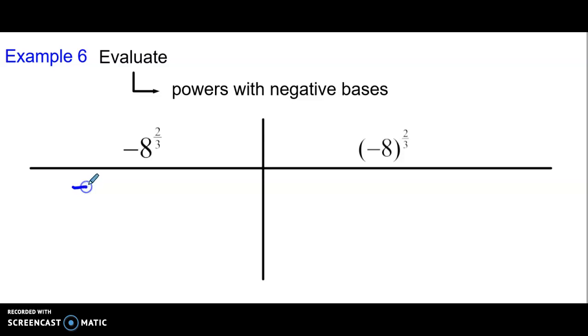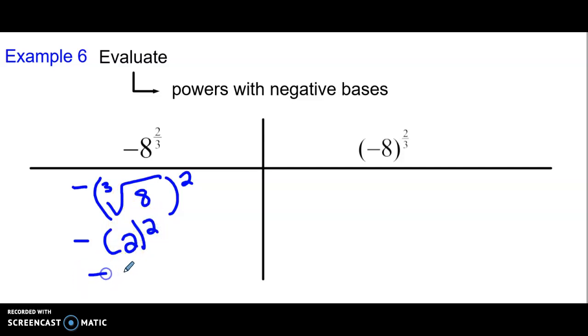So we have negative cube root of 8 squared. We're keeping our negative in front. The cube root of 8 is 2, and that's squared. So our answer is going to be negative 4.